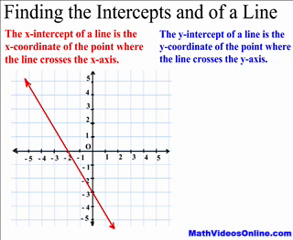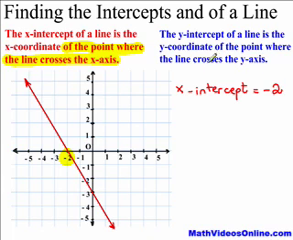In this video, we will learn how to find the x and y-intercept of a line. The x-intercept is the x-coordinate of the point where the line crosses the x-axis. In the provided example, the red line crosses the x-axis in -2. Therefore, the x-intercept is -2.